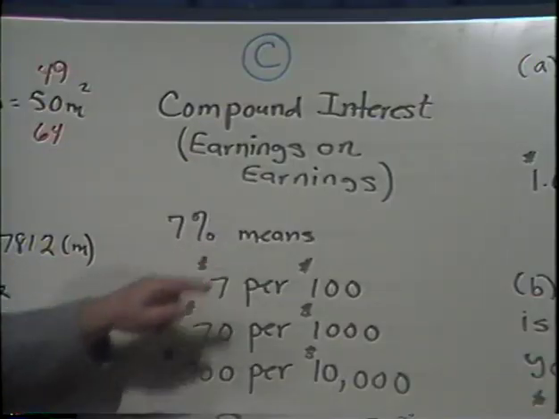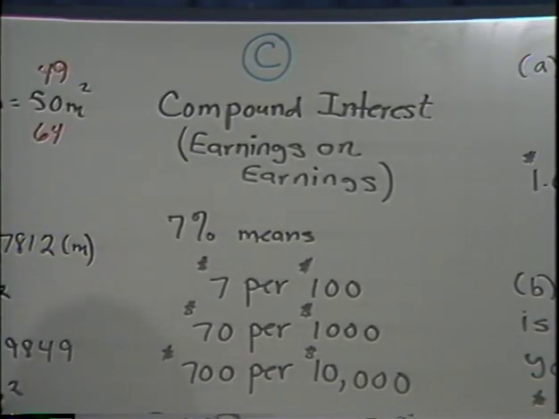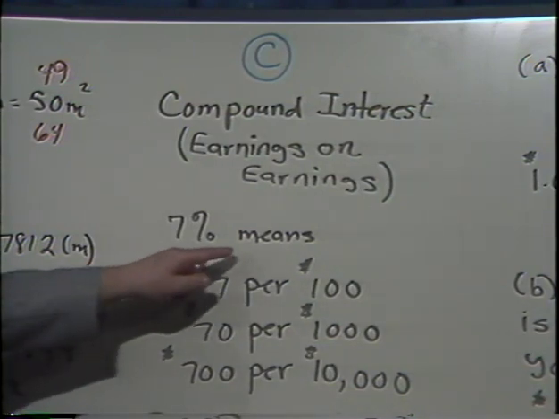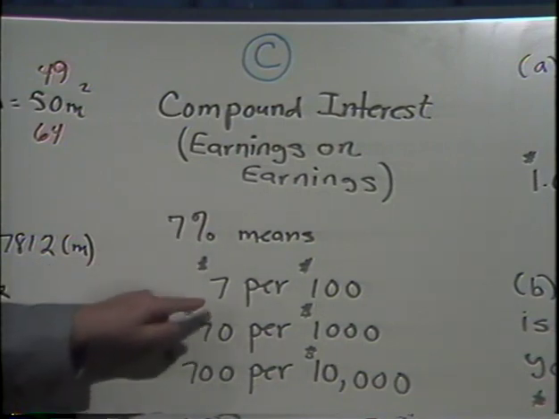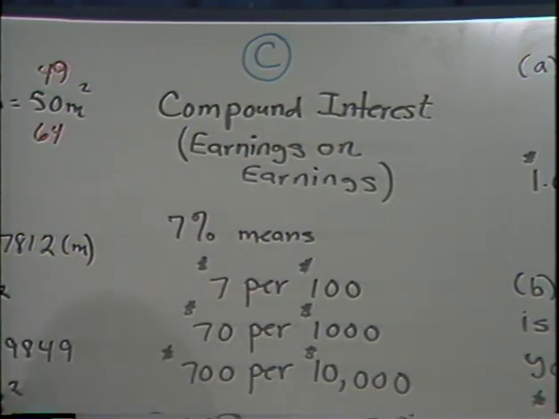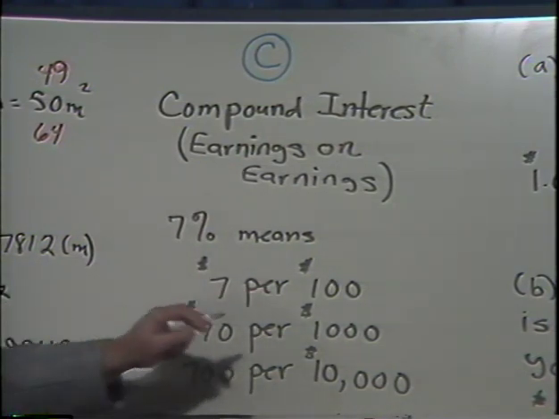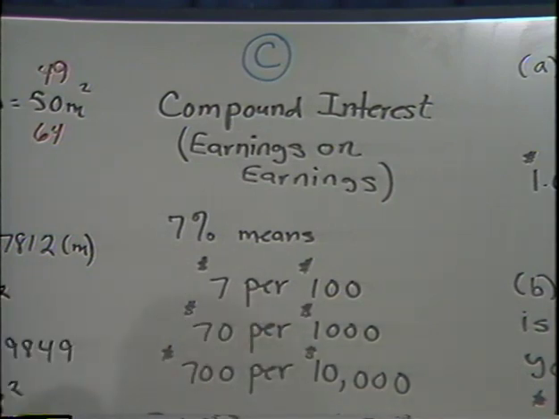See, first of all, let's make sure for those of you who still get nervous about percents that you know what 7% means in terms of money. 7% means 7 per 100. So for every $100, you're going to earn $7. And suppose a person says, yeah, but I'm not going to put 100 in the bank.